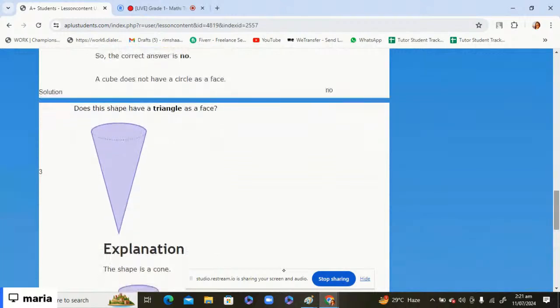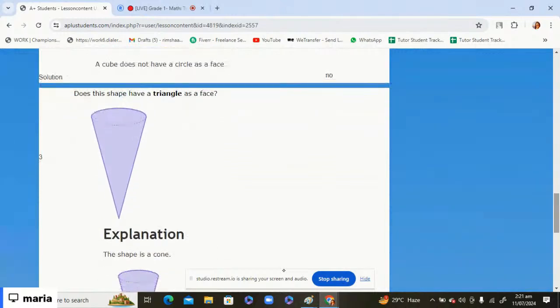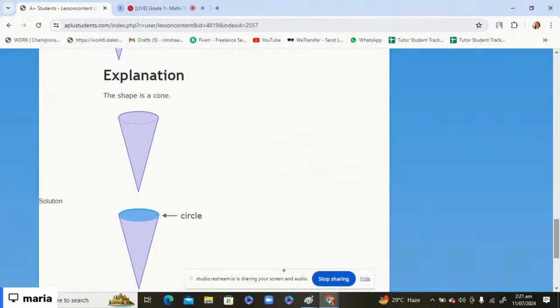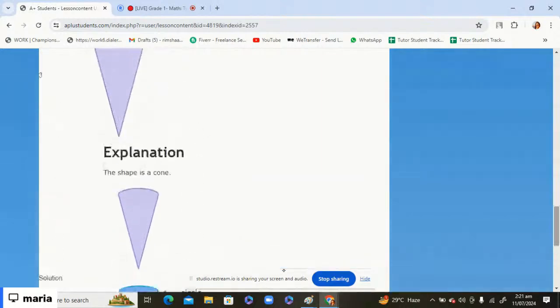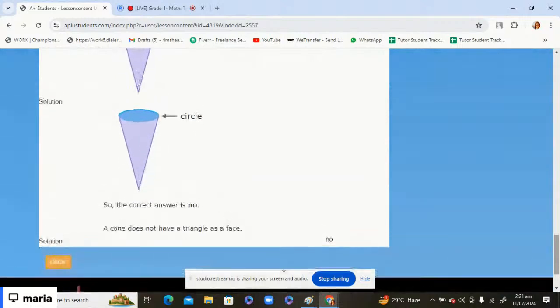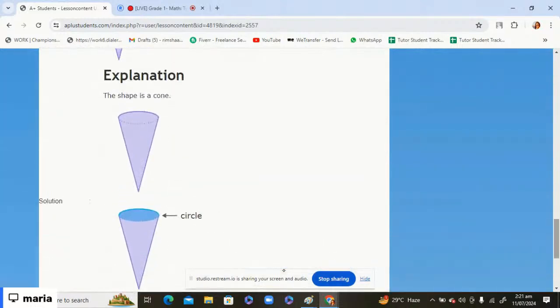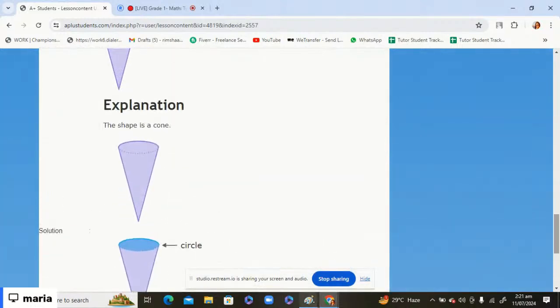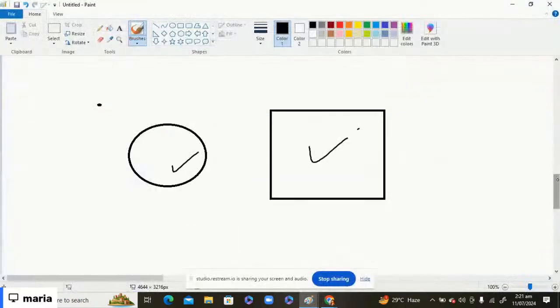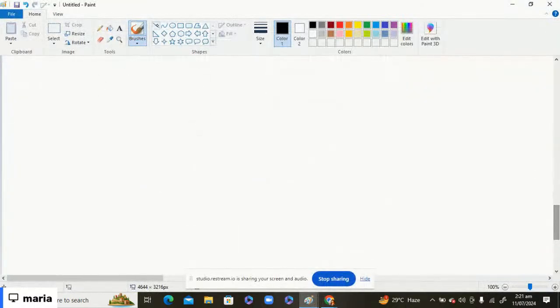So does this shape have a triangle as a face? Look here, is there any triangle in the shape? There is no triangle in the shape. Look here, what is the shape of a triangle? As we have seen, for example, it's like this shape.